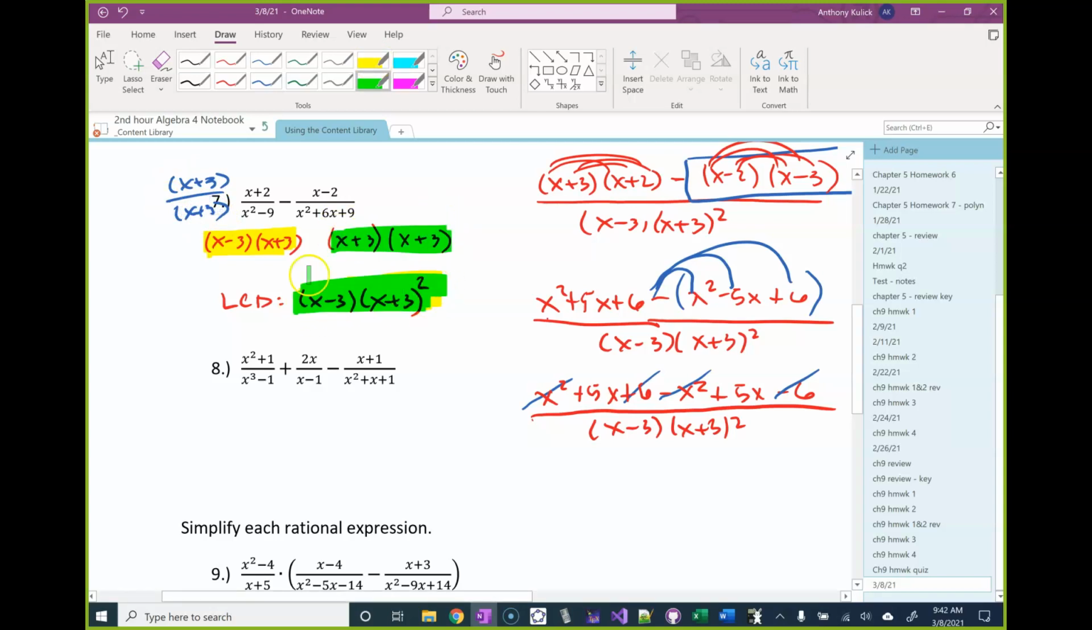Write this now as one fraction. I have minus, good gravy, minus 2 times x minus 3. And it's all over my least common denominator. Does that feel okay? Yeah.